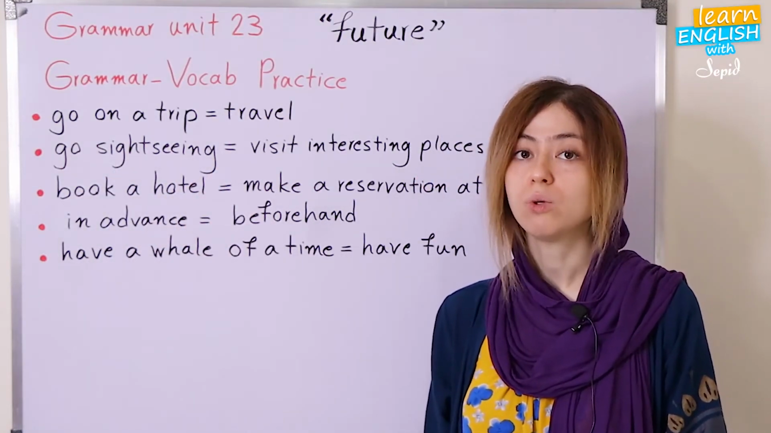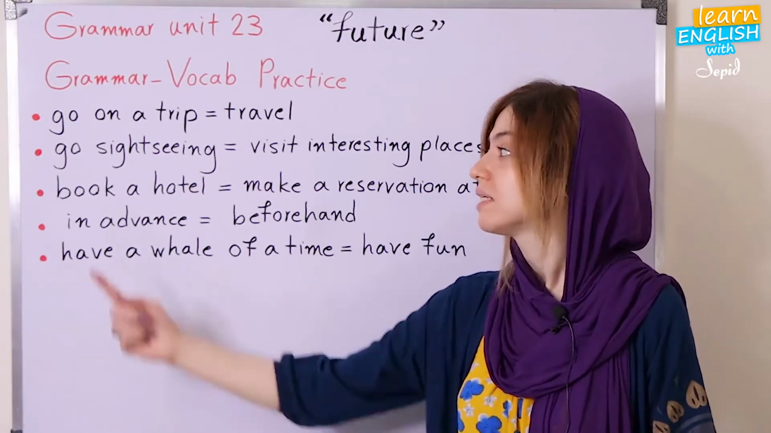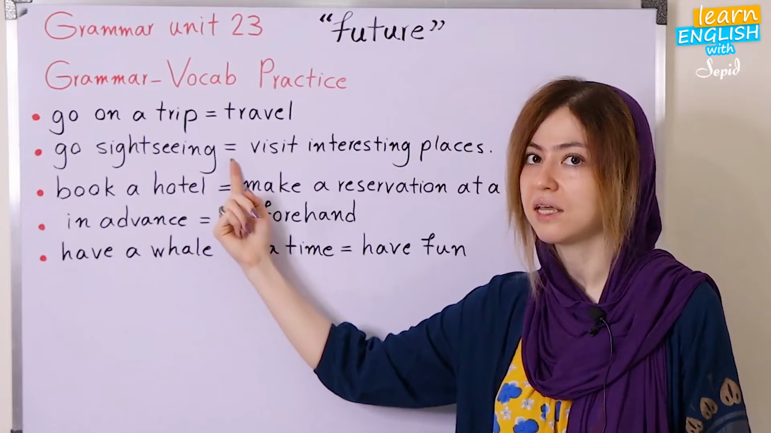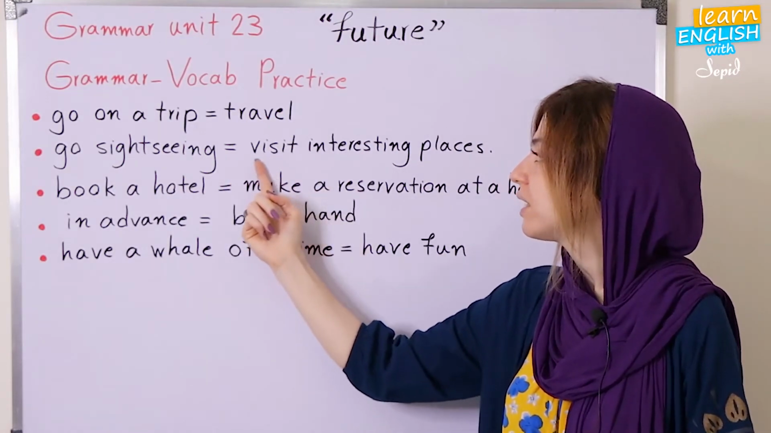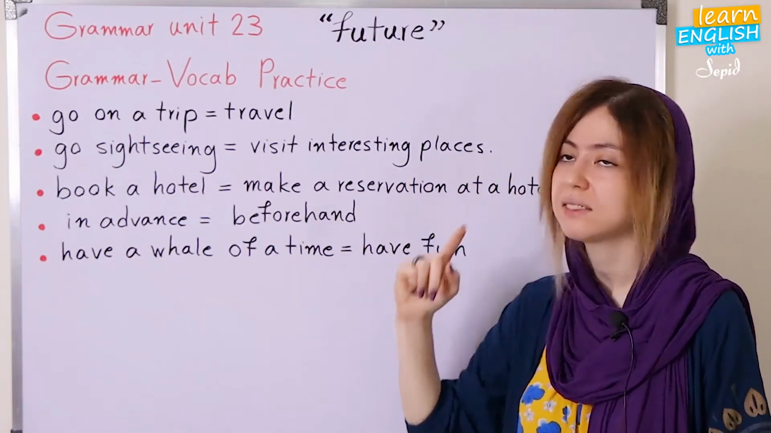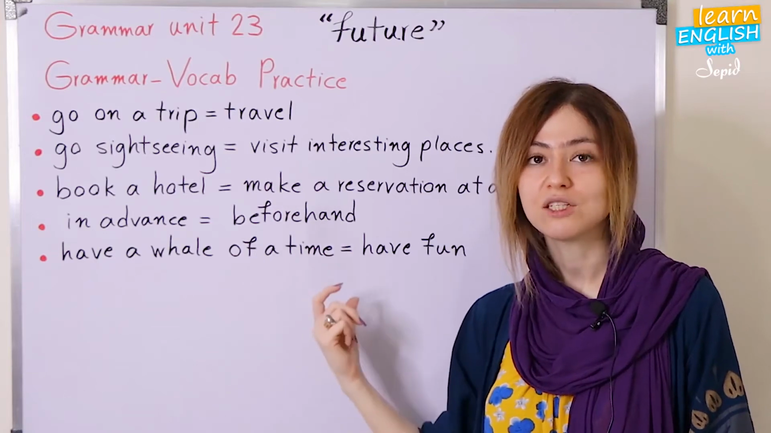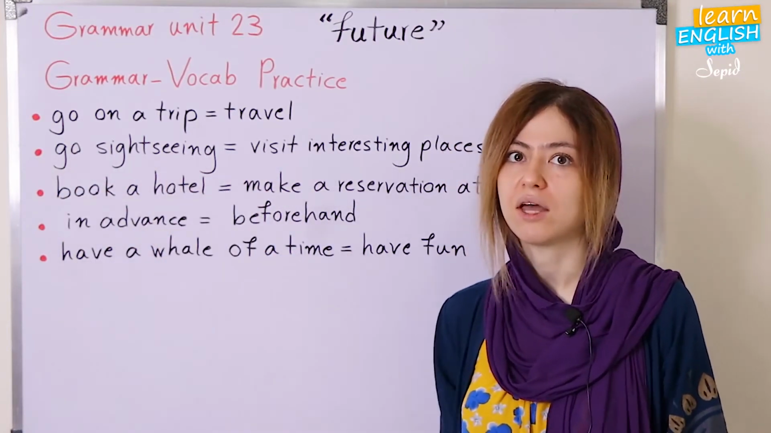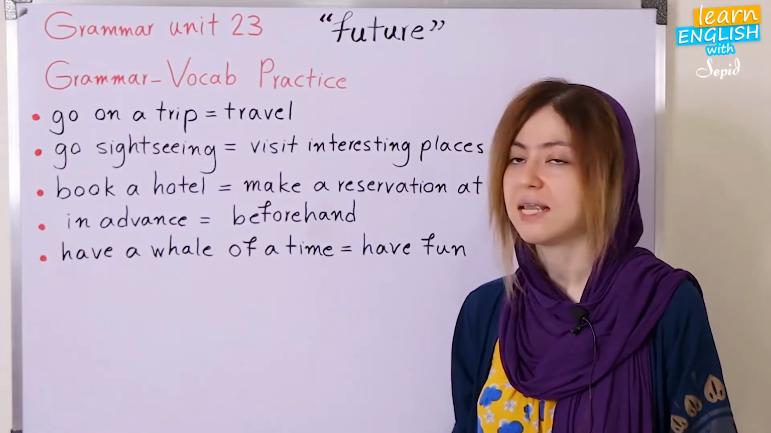Okay, let's go. Go sightseeing. Sightseeing. Okay, go sightseeing. Now, it means visit interesting places. So to visit interesting places, go sightseeing, okay? Let's go to the next phrase.